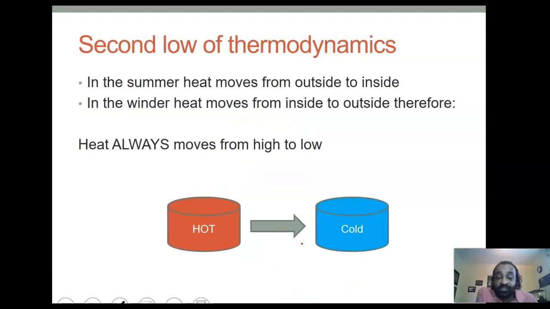Okay. Second law of thermodynamics, the easiest way I can describe that is simply in nature, heat always moves from high to low.